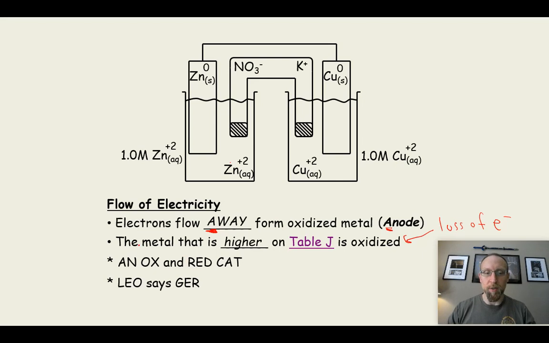So these 4 things are really going to help you out. So put a little bracket there, star that. Remember these 4 things, and you'll be able to answer the majority of these questions, like I said. So anode is always the site of oxidation. Just think AN OX, like, hey, look, there's an ox. RED CAT, and then good old LEO says GER, to remember that your loss of electrons is oxidation and your gain of electrons is reduction. All right?